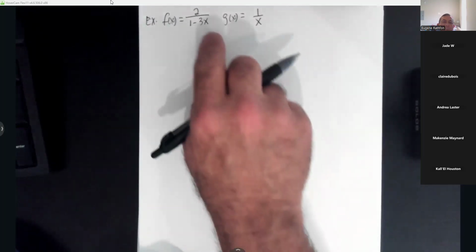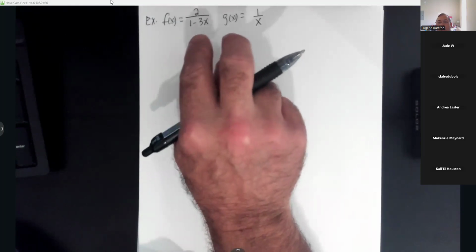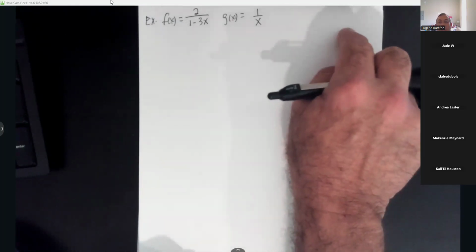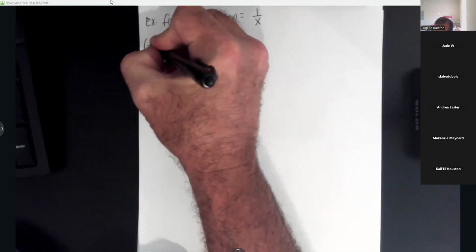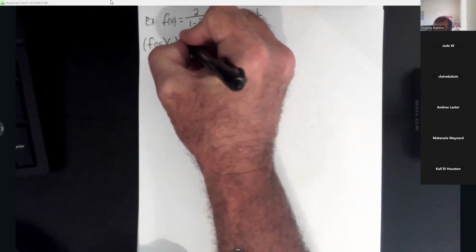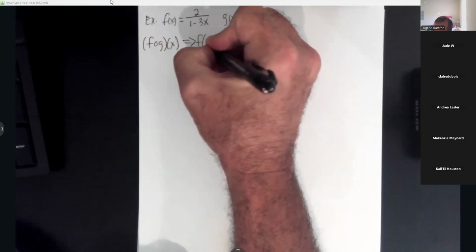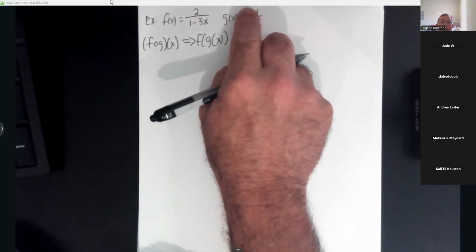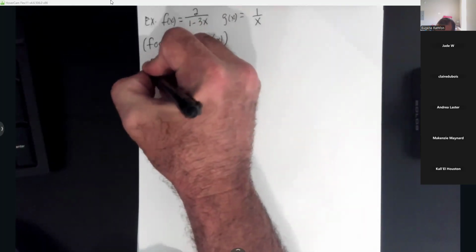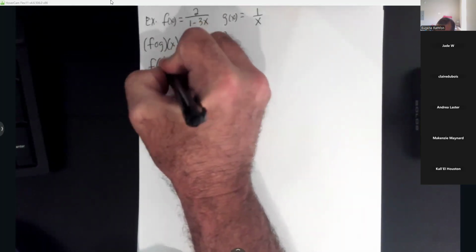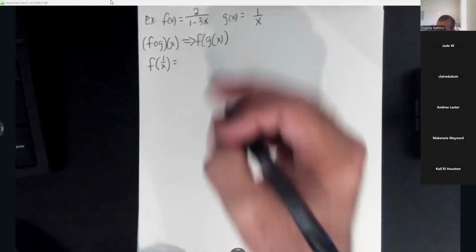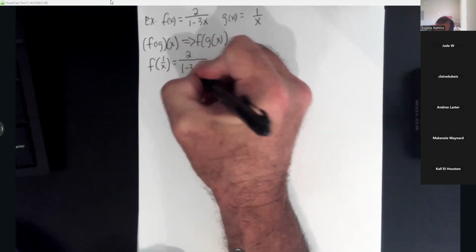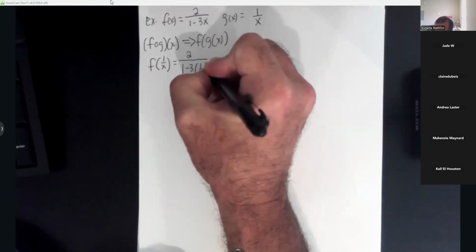So y'all wanted another example of this one. So now listen here. We're still going to find f of g of x, g of f of x, and then the domains. So let me start with f composed g of x. That's going to be like f of g of x, okay? So we're taking our g of x and putting it into the f. So that means we're finding f of 1 over x. So y'all, I got 2 on top over 1 minus 3 times 1 over x.